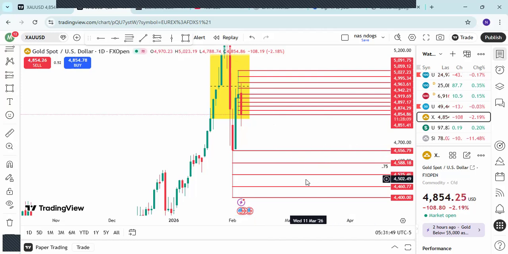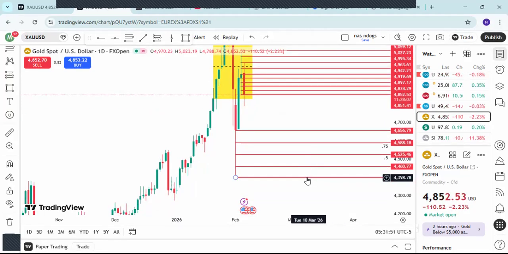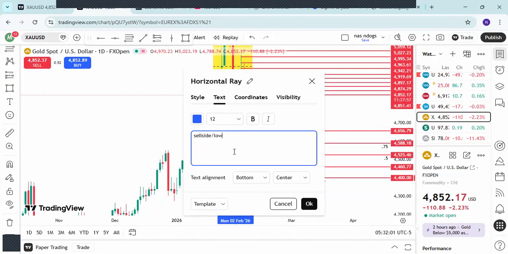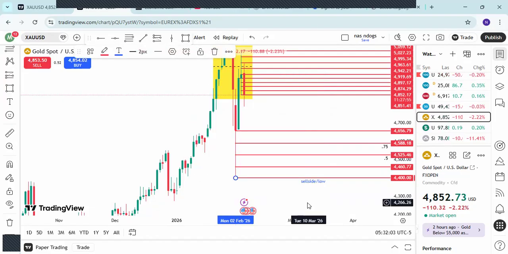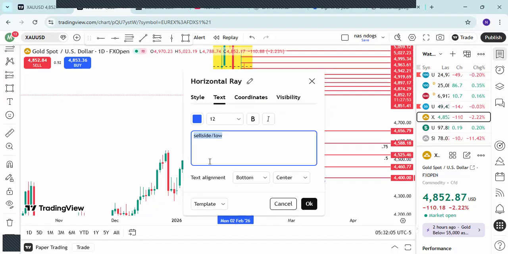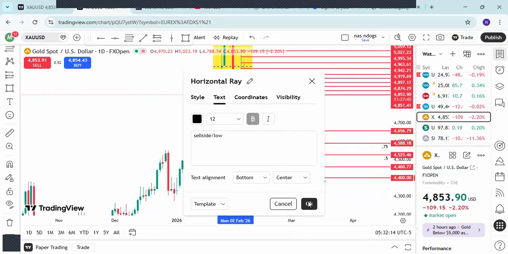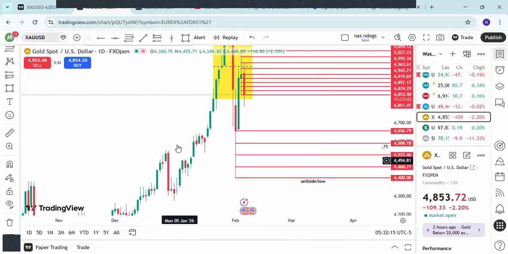Rejection block, half. Then 0.25 is low. This is sell side basically here. Could just write it like that. Sell side slash low. That's what it is. And then this one's nice at the bottom. Only thing, make it black, right? Black and bold. Sell side.